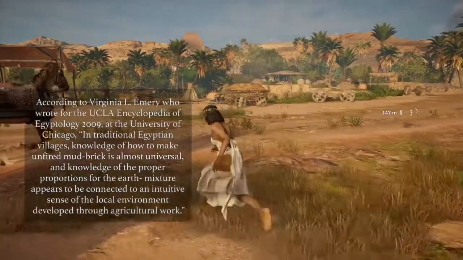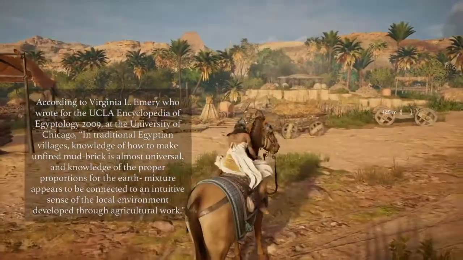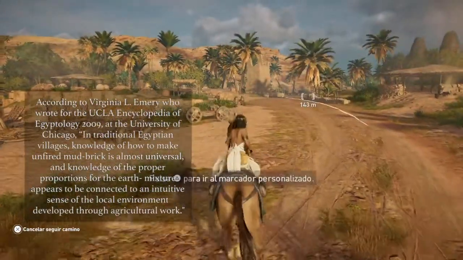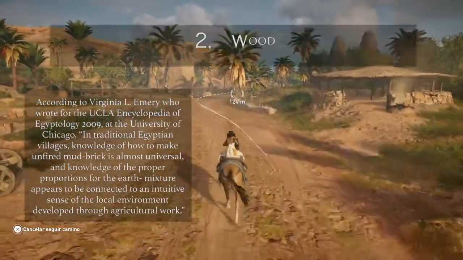According to Virginia Emery, in traditional Egyptian villages, knowledge of how to make unfired mud bricks is almost universal.